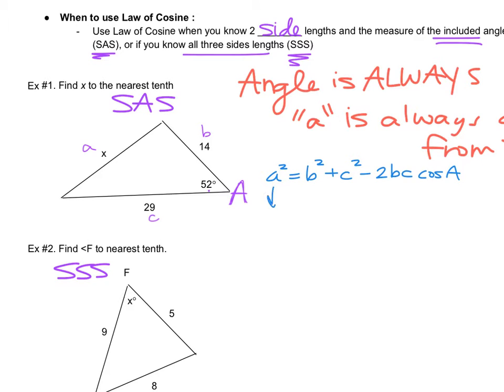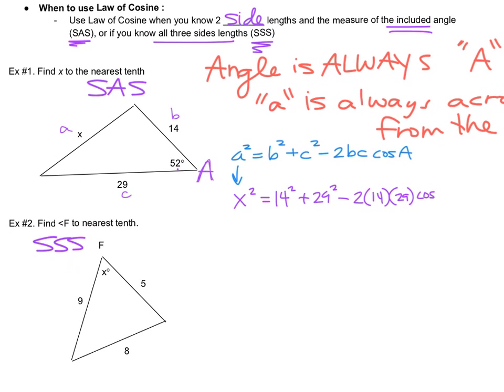Okay, so what's going to drop in for lowercase a? X. So it is x squared equals what? 14 squared plus 29 squared minus 2 times 14 times 29 times the cosine of what? 52.